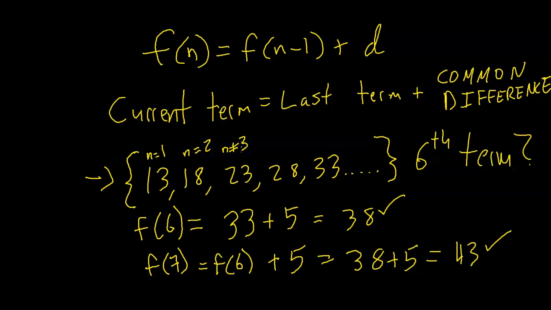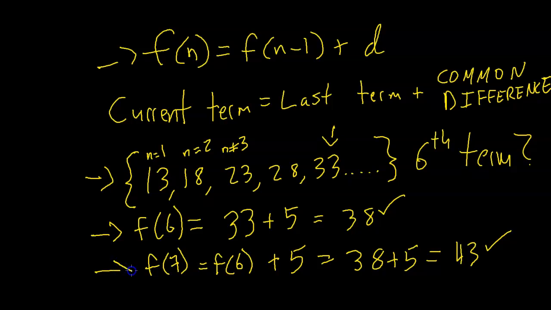So we can consider this a function where n, which term it is, whether it's the first, second, third, or fourth term, can be the input, and of course the value of the term is the output. So we can write that as f of n equals f of n minus 1, the value of the previous term, plus the common difference. Just like we did before, what's f of 6? F of 6 would be the value of the sixth term, and that would equal the value of the fifth term, 33, plus 5, which is 38.